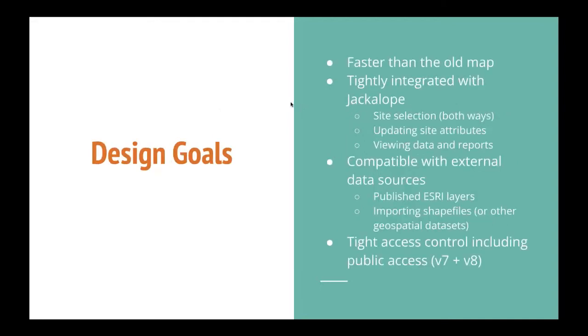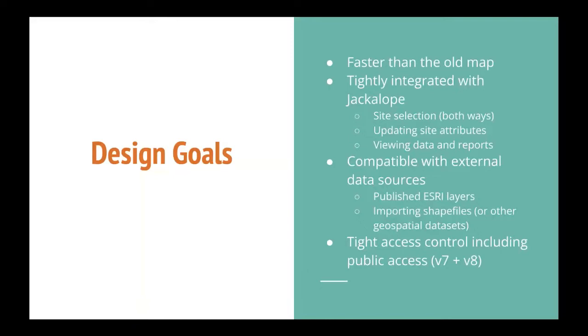So the design goals for the new map is it's much faster than the old map. We're using a new technology that makes it much, much faster to draw tiny little dots on a canvas. And we're using that technology. So it is much faster, and it is also more tightly integrated with Jackalope with regards to site selection. So if you click a site on the map, it does interact with the other Jackalope interfaces, or if you draw a box around a bunch of sites in the map, it'll go show up in Jackalope.